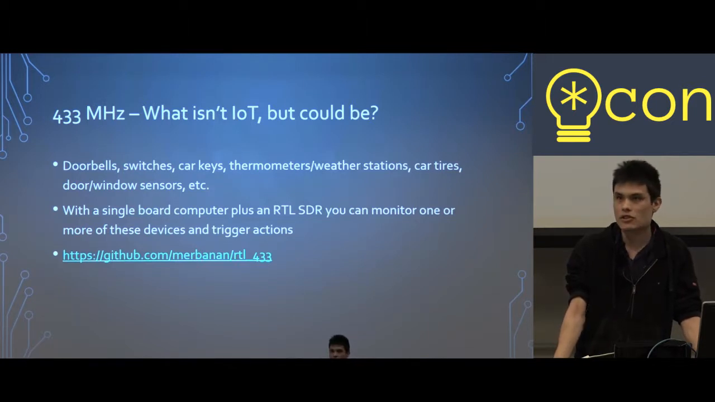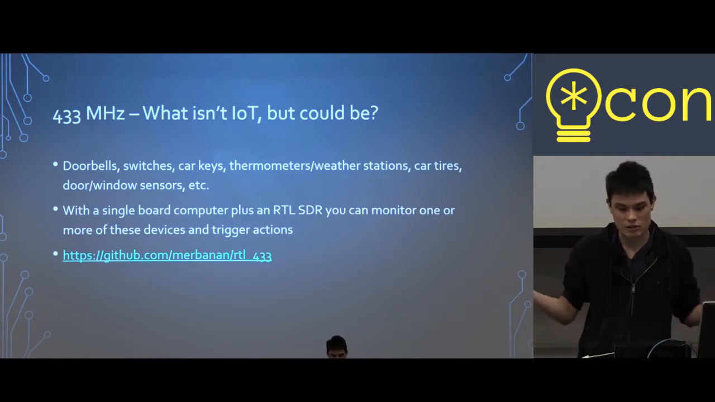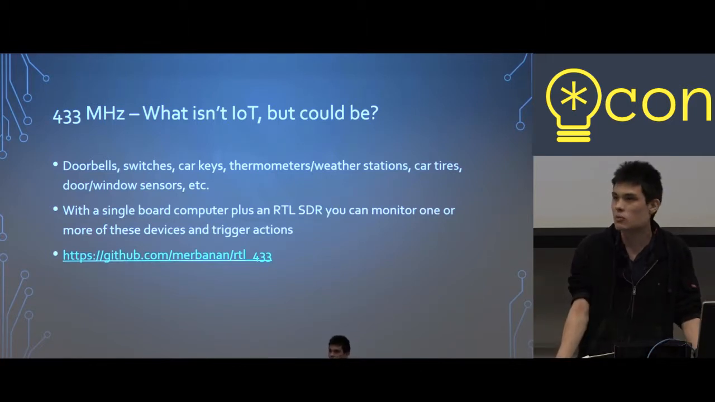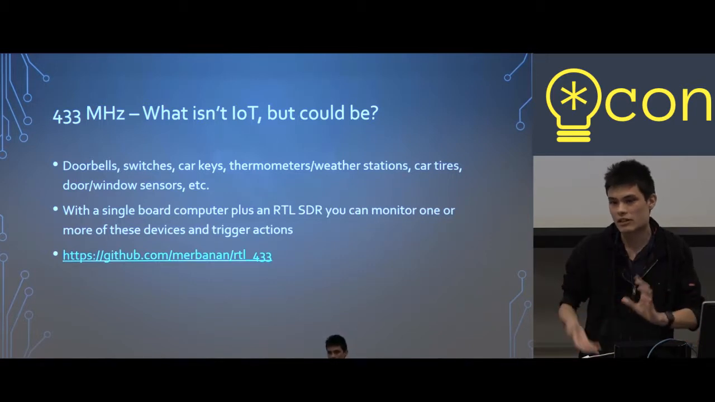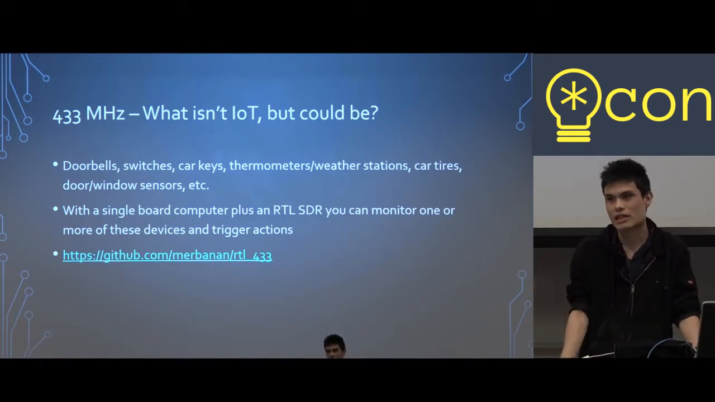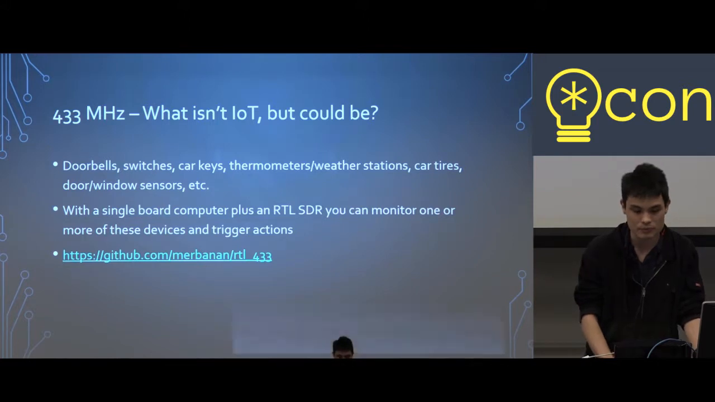So about the 443 megahertz spectrum. There are lots of interesting things that run on 443 megahertz. Doorbells, switches, car keys, thermometers, weather stations. So you can build lots of cool projects, like say you want to put a weather station outside your home and put that weather up on a dashboard or tweet you when it's really cold or something. You could also build kind of a little security system. Basically, there's tons and tons of things you can do with this.